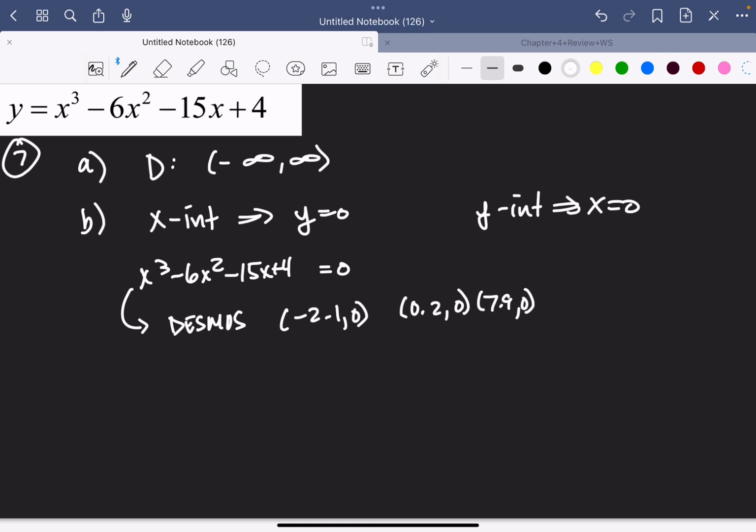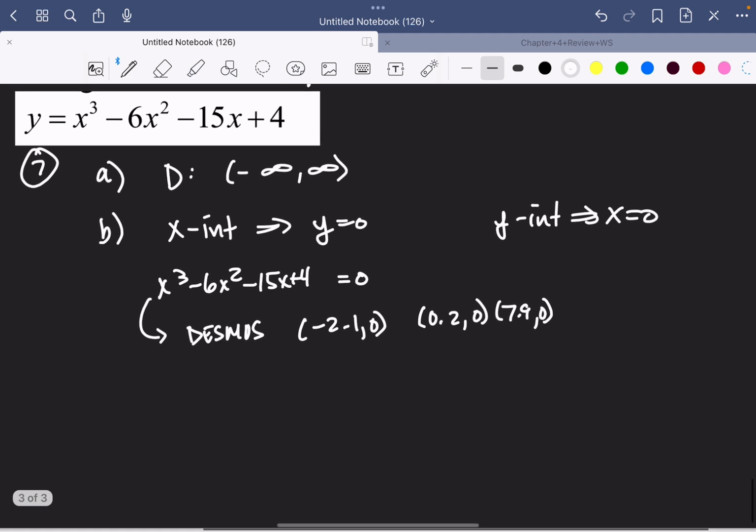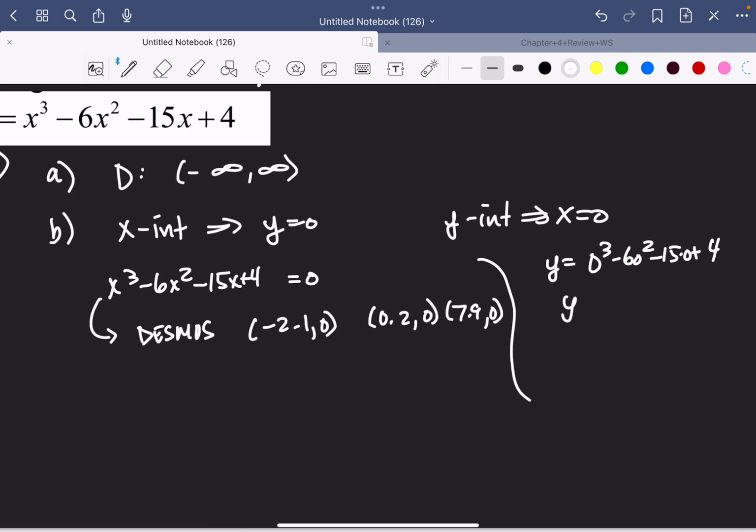our x-intercepts. And then our y-intercepts, I think it's pretty clear that when you plug in 0, you get 0 cubed minus 6, 0 squared, minus 15 times 0 plus 4. You just get 4. So that means that 0, 4 is an intercept of that graph, right? Okay.